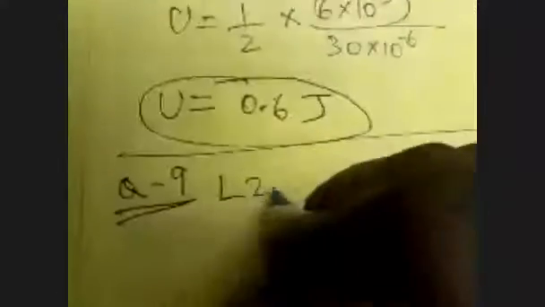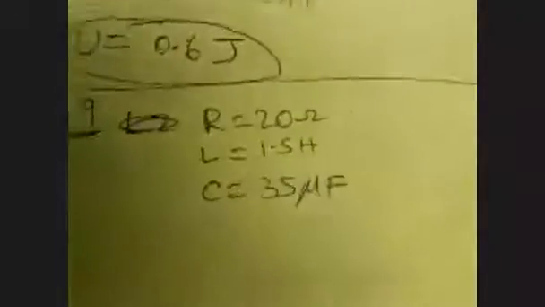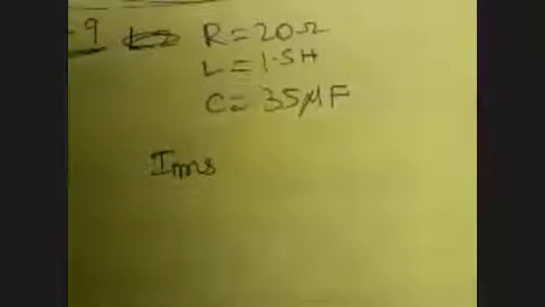Okay, question number 9. The question number 9 says R is given as 20 ohms, L is given as 1.5 Henry, C is given as 35 microfarad. They want IRMS at resonance condition. How can we find IRMS at resonance condition?